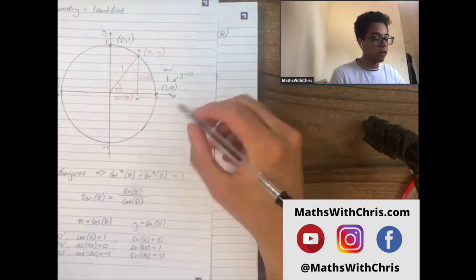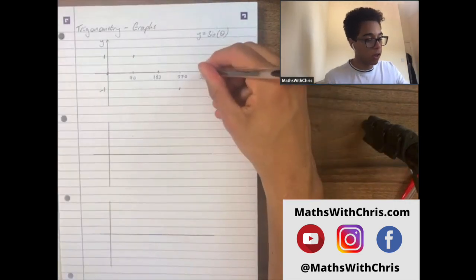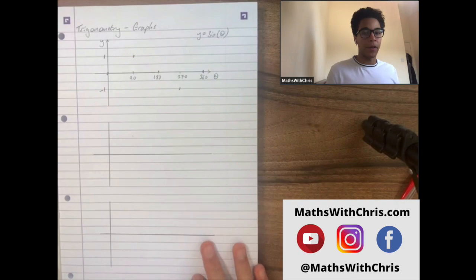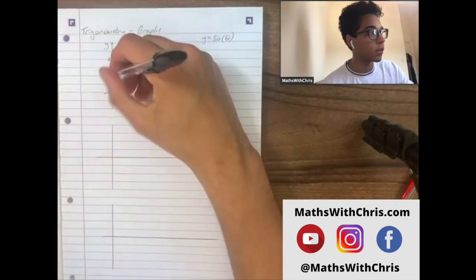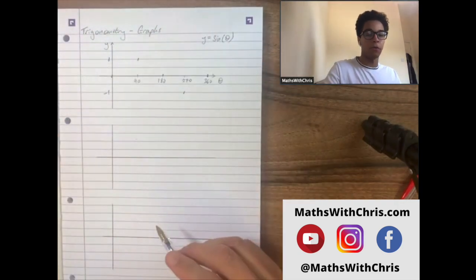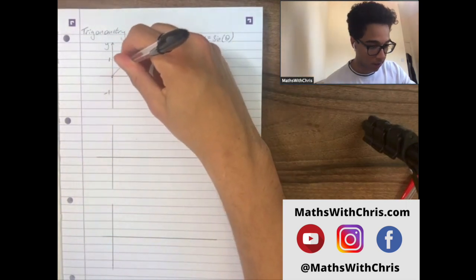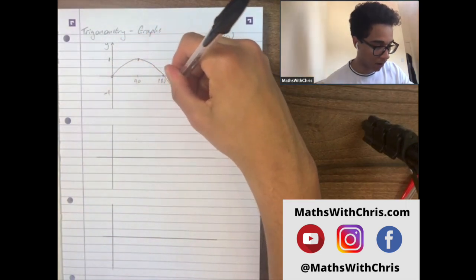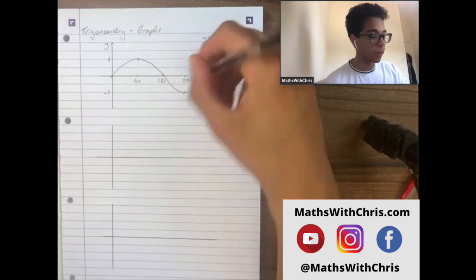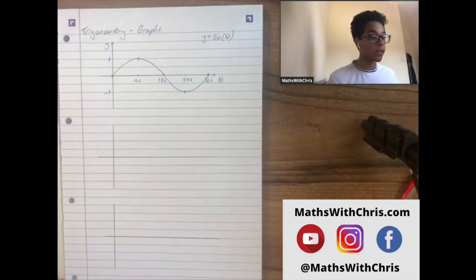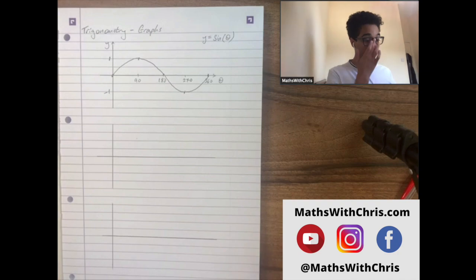So y equals 0. So you can see this is now giving us the shape of the sine graph, because as theta moves round, sine theta moves with it. So it goes up to here, and then down, and down, and up again. So this is the graph of sine theta.